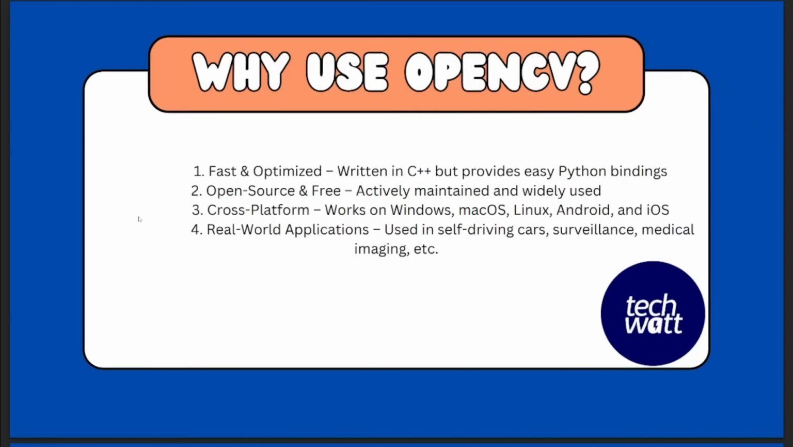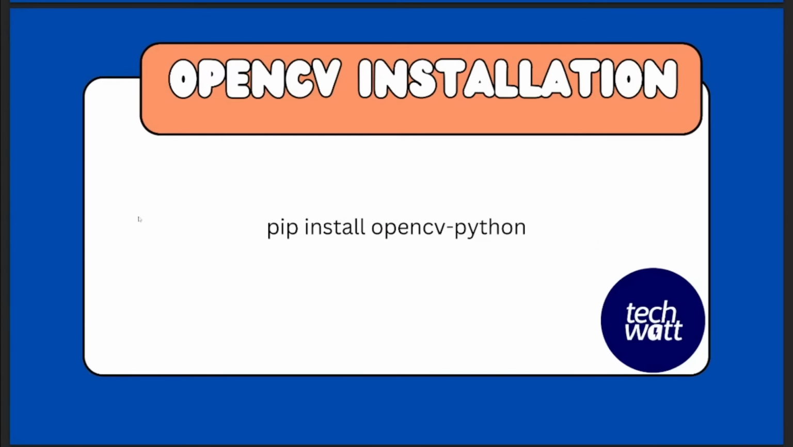OpenCV works on Windows, Mac, Linux, Android, and iOS. So it works on most of these popular operating systems. So there is no need to worry when you are using OpenCV. Real-world applications. OpenCV is used in self-driving cars, surveillance, medical imaging. With OpenCV, you are good to go. You can build projects in any of these particular scopes. Now that we've learned about what OpenCV is, let's go ahead and learn how we can install OpenCV and start getting our hands dirty with code.